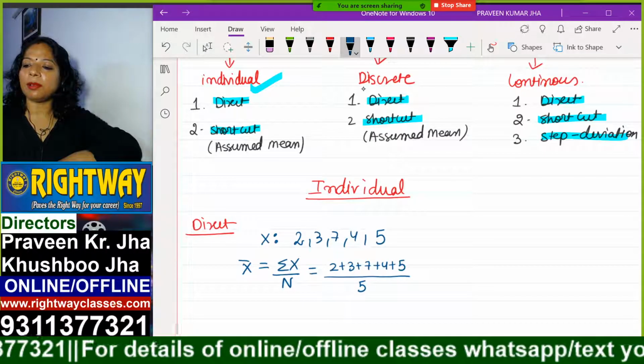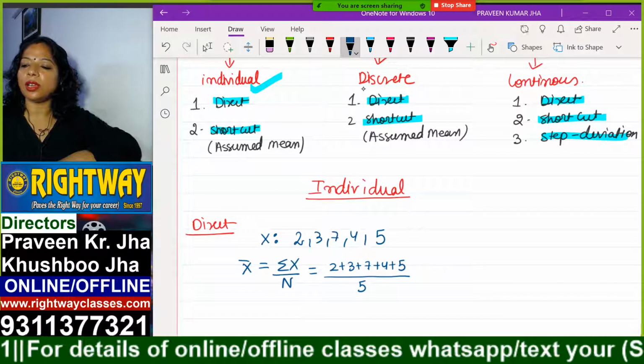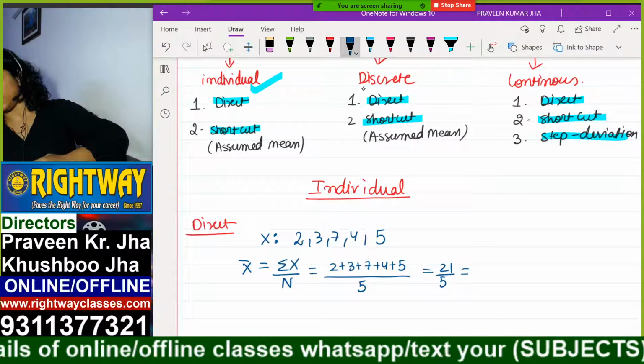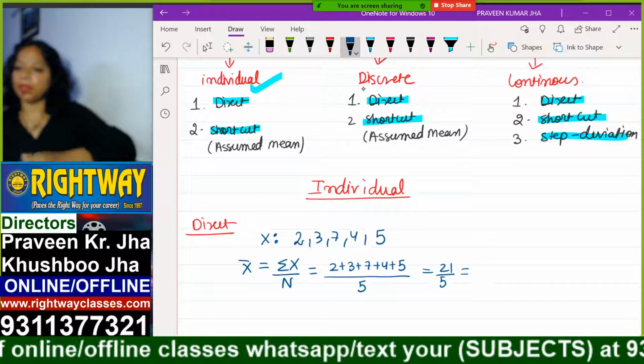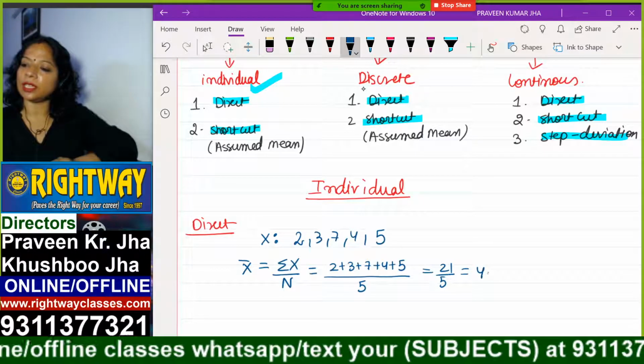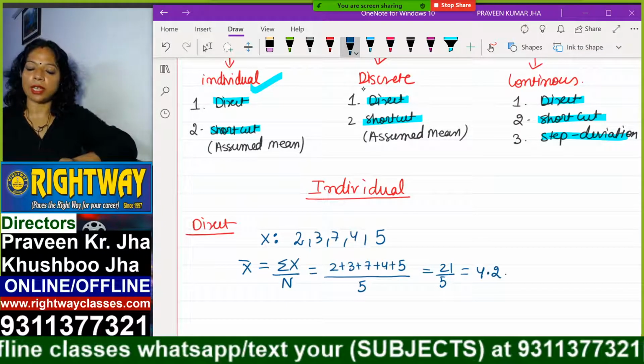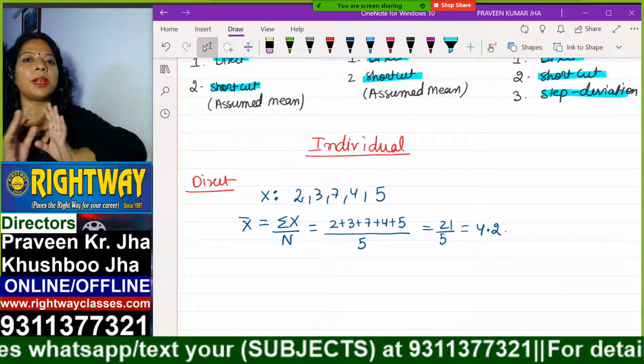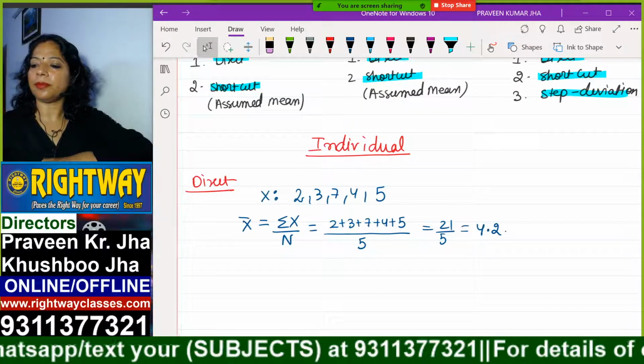So this will be 3 plus 2 is 5, 7, 12, 4, 16, 5, 21 by 5, and that will be 21 by 5. How much will that be? 5 4s are 20 and 5 2s are 10. Okay, 4.2. Is it clear? This is the simple direct method.